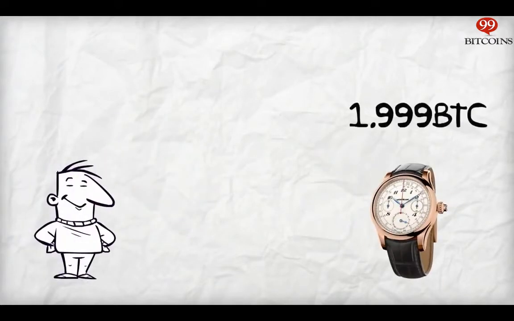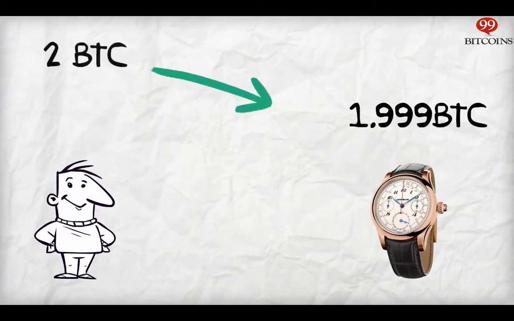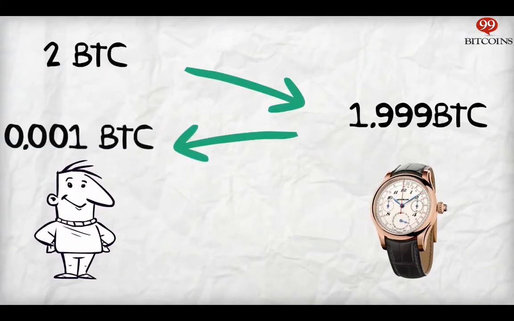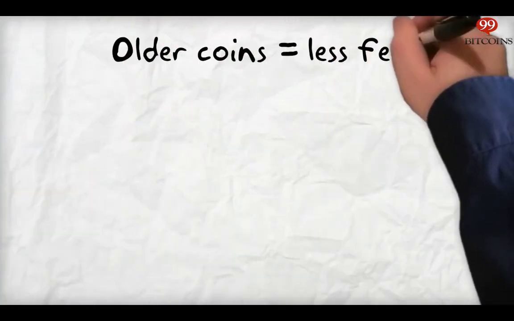Here's a short example. Let's say you want to buy a watch for 1.999 bitcoin. You use an input of 2 bitcoins and receive back an input of 0.001 bitcoin as change. Since the change is such a small amount, you'll be required to pay an additional miner's fee for it as well. Rule number 2. Older coins have less fees.